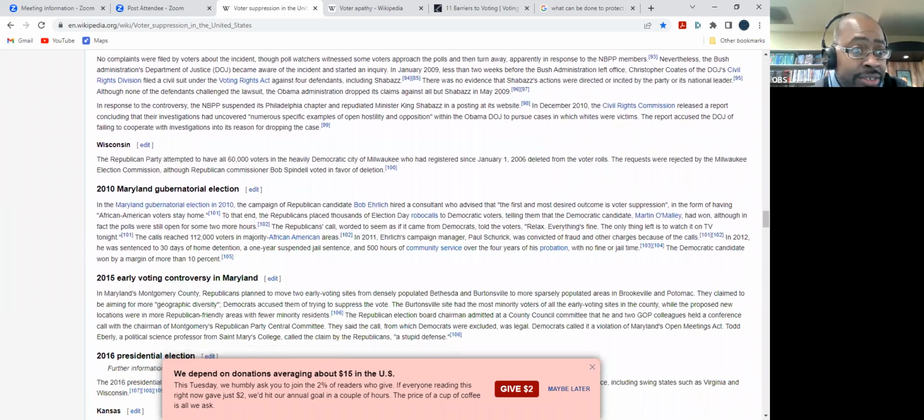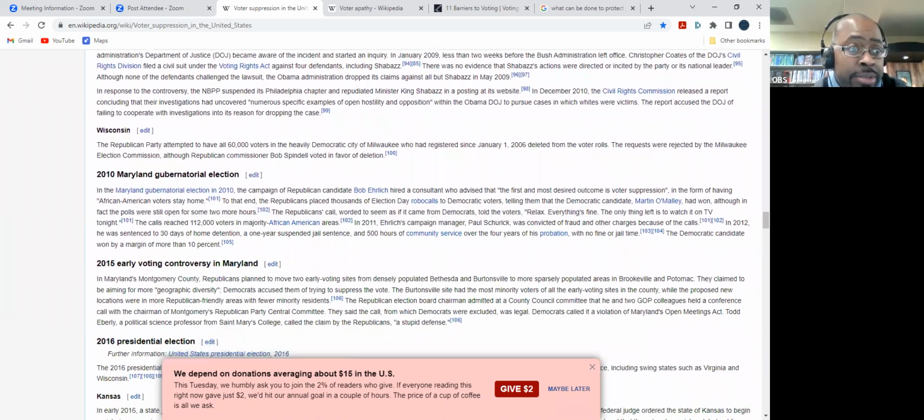In Wisconsin, the Republican Party attempted to have all 60,000 voters in the heavily Democratic city of Milwaukee purged from the roll. The requests were rejected by the Milwaukee Election Committee.